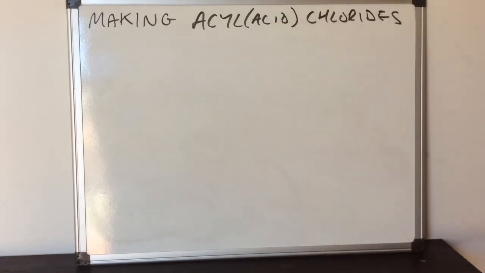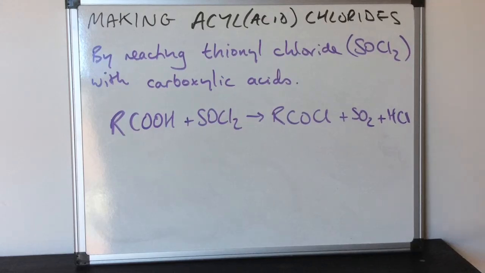We'll just finish this introductory video by looking at how you actually make acyl chlorides. So you make acyl chlorides by reacting a chemical called thionyl chloride, that's SOCl2, with carboxylic acids. So below I've got the general equation there for making an acyl chloride. RCOOH, that's obviously the carboxylic acid, reacting with SOCl2 to make RCOCl, that's your acyl chloride, and you also make SO2, sulfur dioxide, and hydrogen chloride, HCl.